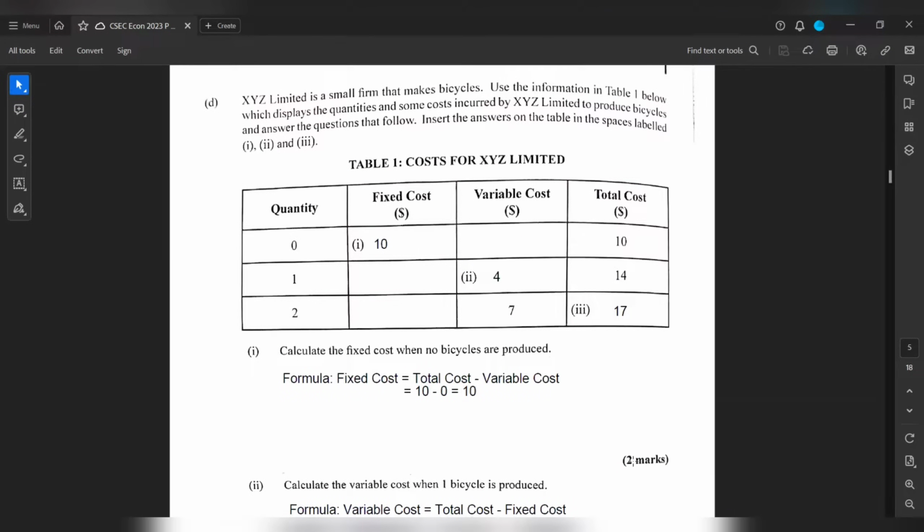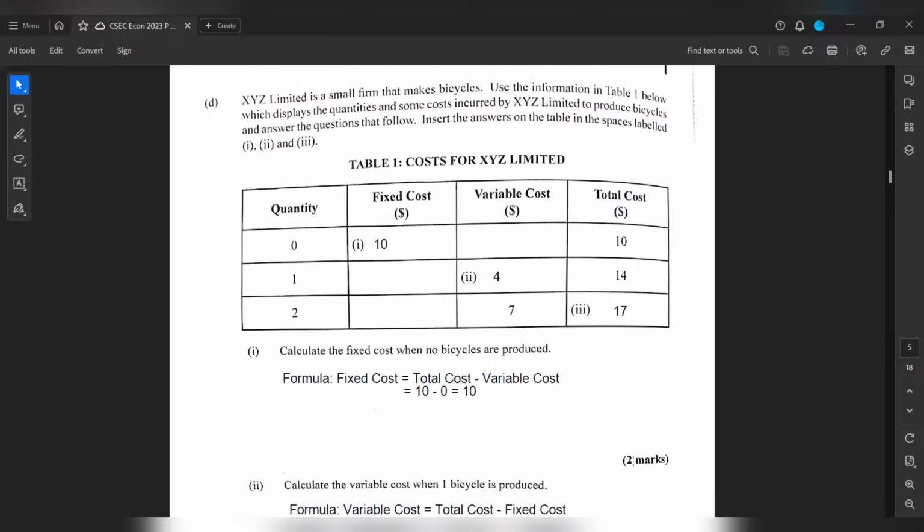Part D, XYZ Limited is a small firm that makes bicycles. Use the information in Table 1 below, which displays the quantities and some costs incurred by XYZ Limited to produce bicycles, and answer the questions that follow. Insert the answer on the table in the space labeled.